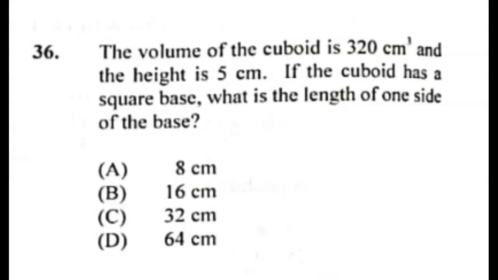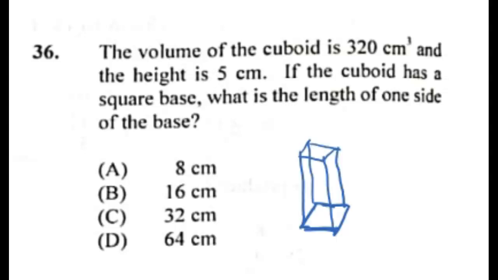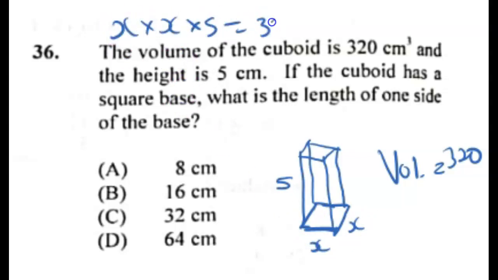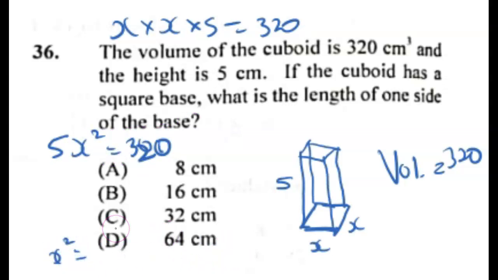Number 36, the volume of a cuboid is 320 centimeters cubed and the height is 5 centimeters. If the cuboid has a square base, what is the length of one side? Please excuse my drawing, right? But if, say, it looks like this, then the volume would be 320, right? And the height is 5, right? So the square base, so what it means, I say here is x and then here is x, and the volume would have to be x by x by 5 is 320. So that will be 5x squared is equal to 320. Cancelling down now, we'll get x squared is equal to 320 divided by 5. That's 64. So then x will be the square root of 64, which is 8.